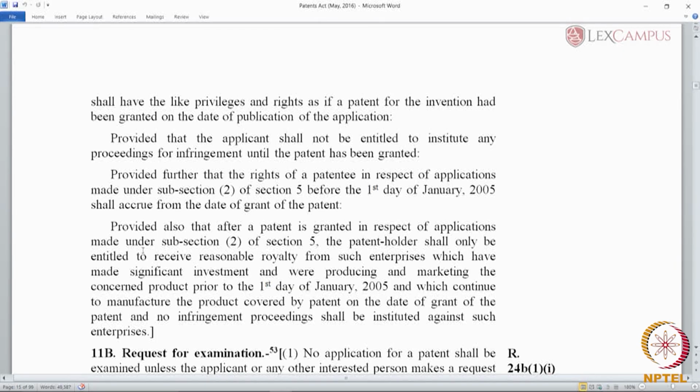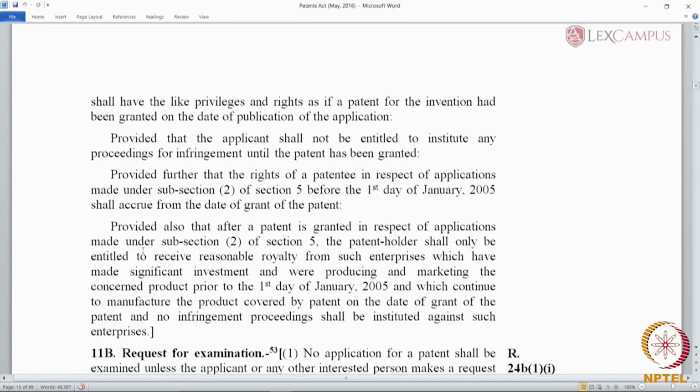Now, this is a deeming fiction. There are certain things that have been created by the law to grant similar rights and privileges even before the patent is actually granted. When we look into the details, we will understand that upon the grant of a patent, there are a set of rights that can be enforced by the patentee. When a patent is granted, a patentee can enforce the right in the patent. Now, the enforcement action comes by way of an infringement suit.